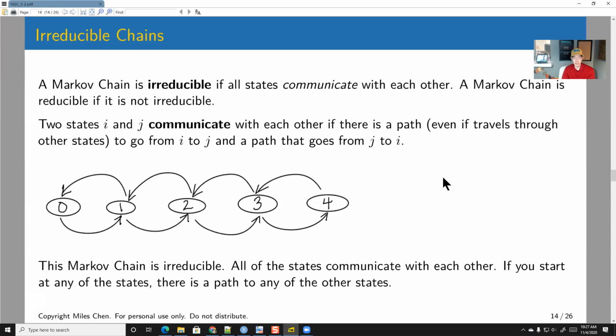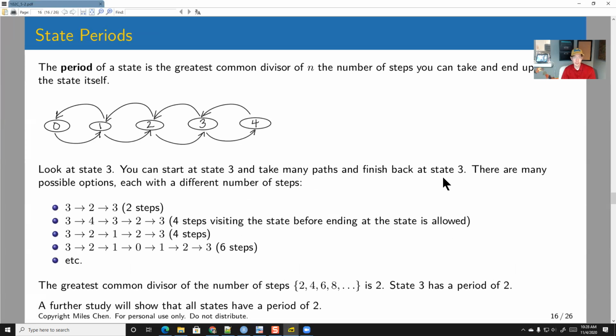Okay, is that okay? The idea of reducible versus irreducible? All right, there's another concept, and this is the period of a state. The period of a state is the greatest common divisor of n, which is the number of steps you can take and end up back at your starting state. How many steps can you take and still end up back where you began?